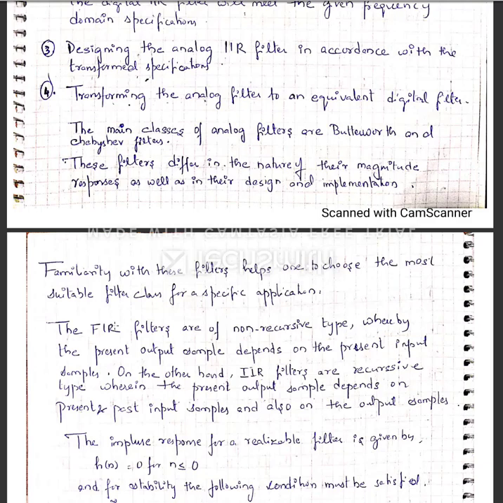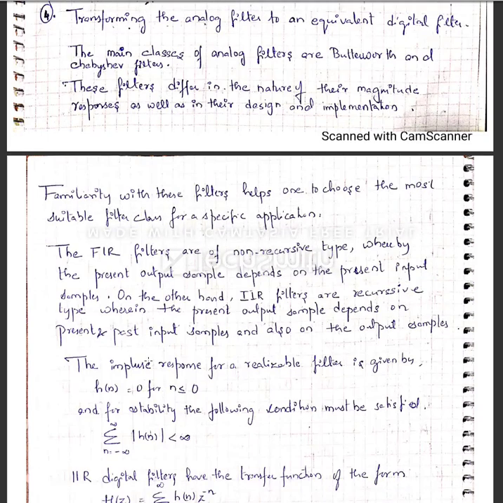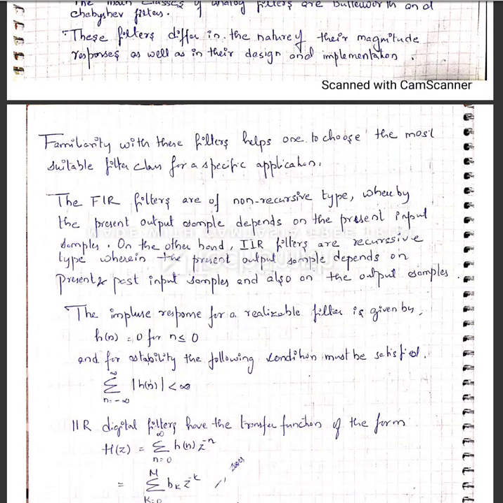Okay, so an FIR filter is basically non-recursive, where the present output depends only on the present input, whereas IIR filters are the recursive ones, where the present output depends upon the present as well as the past input samples. Now the impulse response, we are more interested in the impulse response because for FIR it is finite, for IIR it is infinite.